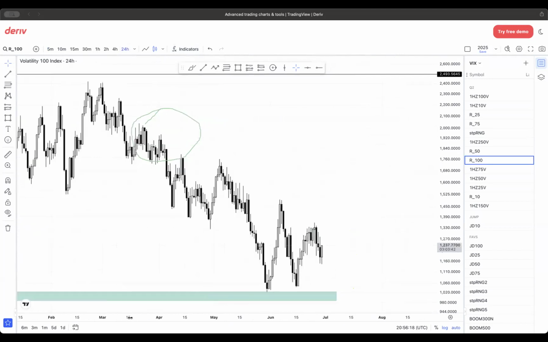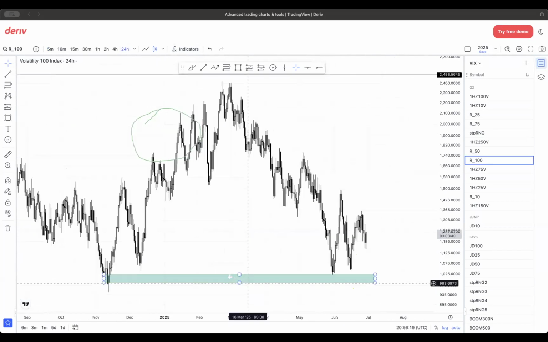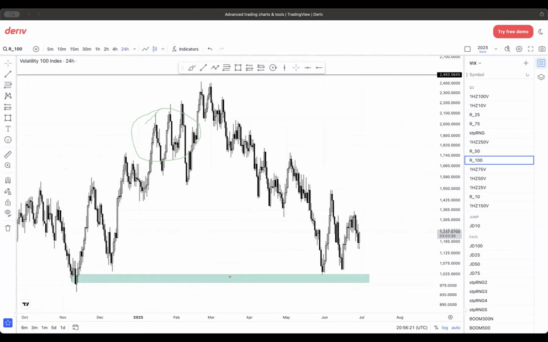Now you can see how my daily time frame is always marking out where price is coming from. If you check, who drew this thing now?